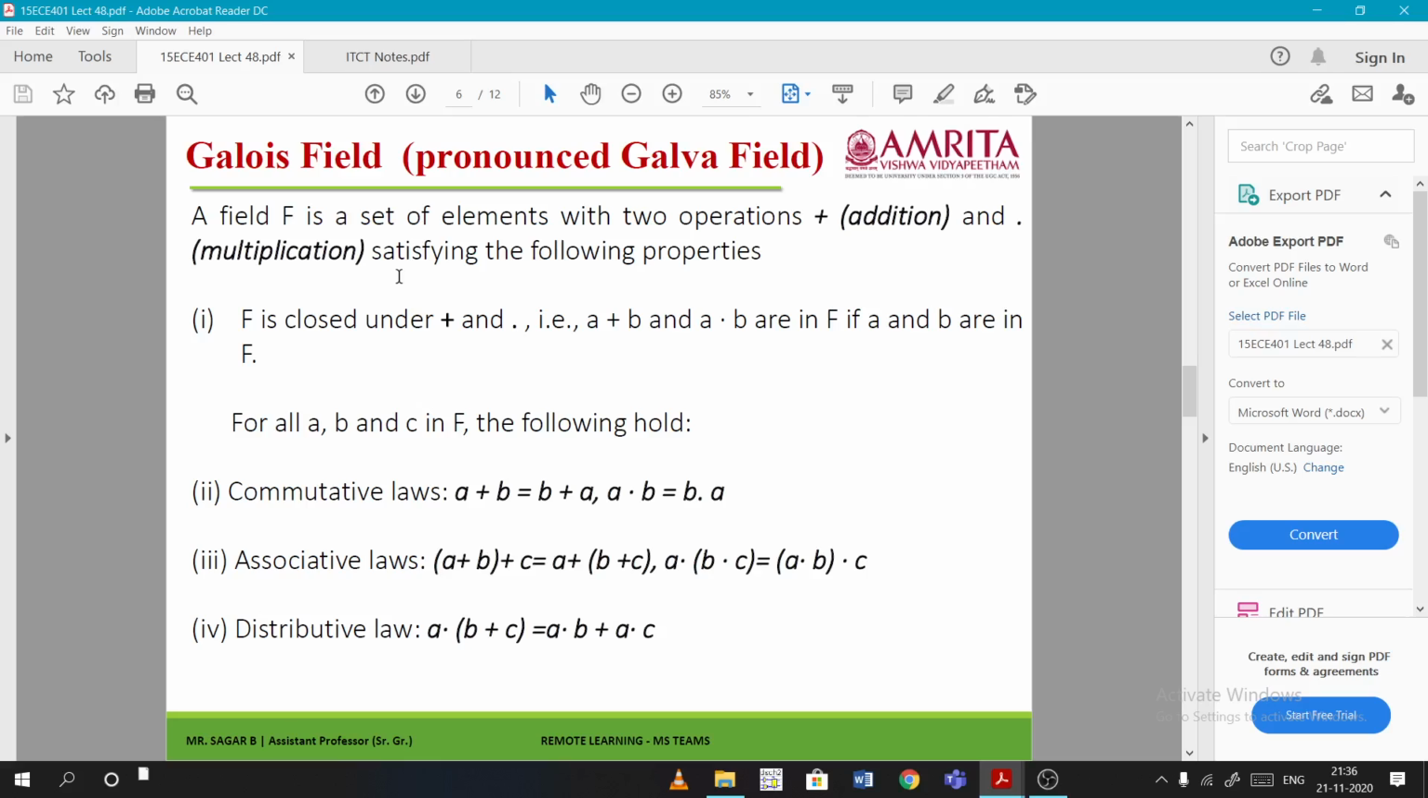So in this field there will be elements. For example, a Galois field consists of two elements, let it be A and B. It is a set of elements. Those elements are A and B, so that A and B should satisfy these properties.